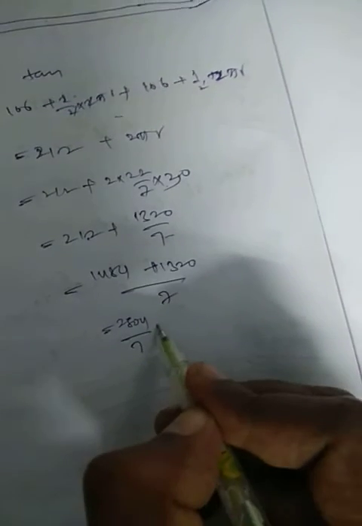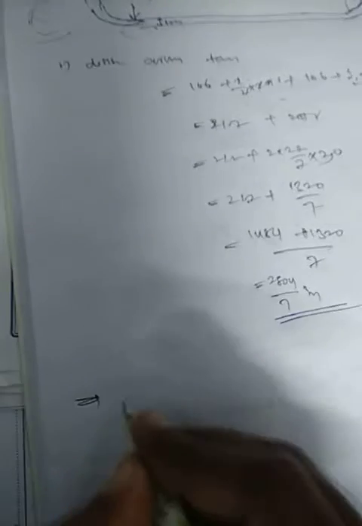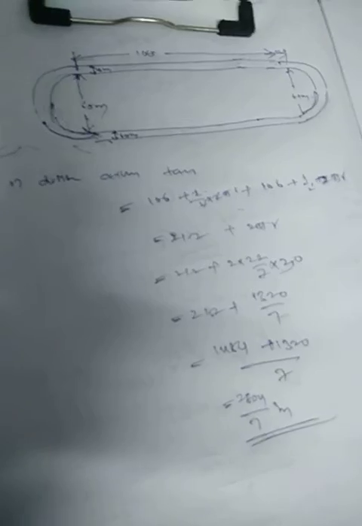2804 by 7. What unit, meters or centimeters? It will be meters, since they have given all the values in meters. Next, we have to calculate the area of the track. Area of the track means we need to calculate this area. To find that area, from the total area we need to eliminate the boundary area.